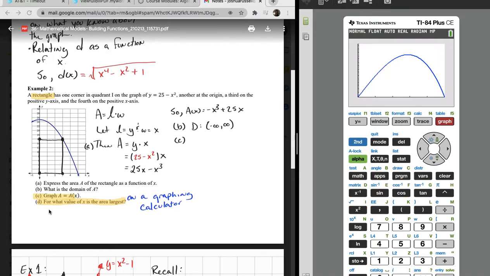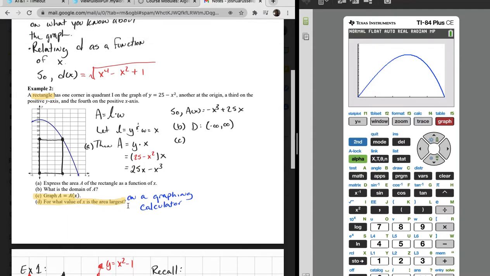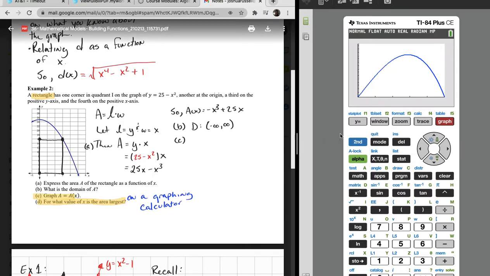Okay, but let's go ahead and take a look at part D. It says, for what value of x is the area the largest? By the way, graphing on the graphing calculator is more than enough. I'm really just mostly looking for you to be able to calculate for part D.